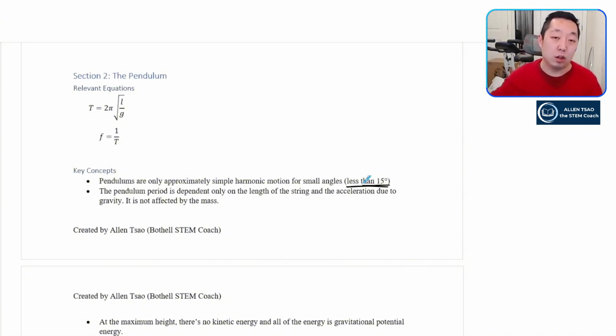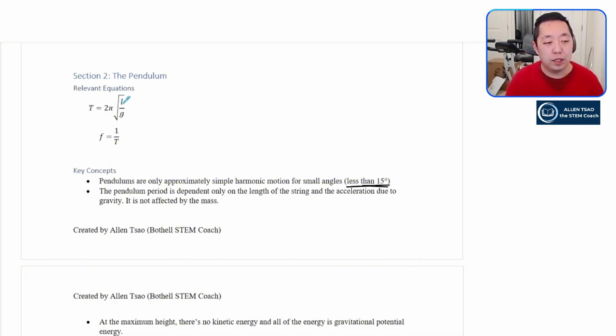Technically, if the angle is larger, like 30, 45, 60 degrees, and you swing it like that, it's not technically periodic. It is periodic, but it's not technically sinusoidal. So it doesn't actually meet the criteria for simple harmonic motion. Okay, so that's the thing.